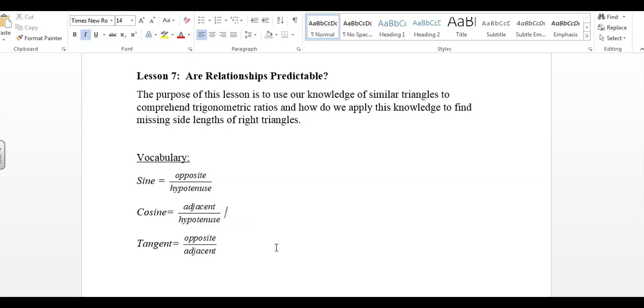We will learn that the sine of an angle is equal to the opposite side over the hypotenuse in the right triangle. The cosine of an angle is equal to the adjacent side over the hypotenuse in a right triangle, and the tangent of an angle is equal to the opposite side of the angle divided by the adjacent side of the angle in a right triangle.